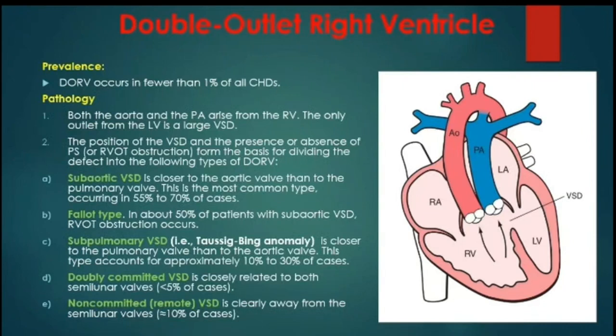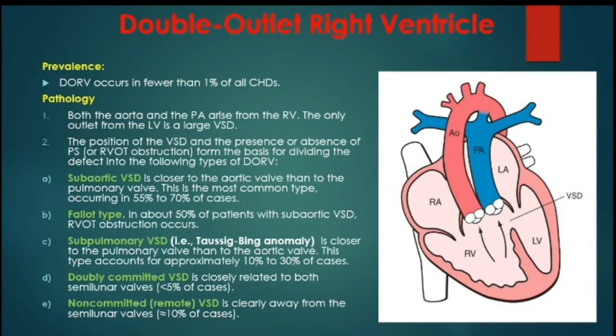So the last defect today is the double outlet right ventricle, which represents less than 1% of congenital heart disease. In this disease, both the aorta and the pulmonary artery are arising from the right ventricle, with the VSD as the only outlet from the LV. The position of the VSD and the presence or absence of pulmonary stenosis are the basis for dividing the defect, this double outlet right ventricle, into the different types.